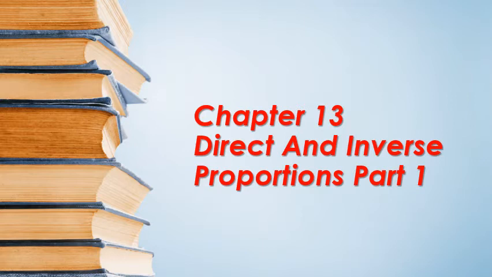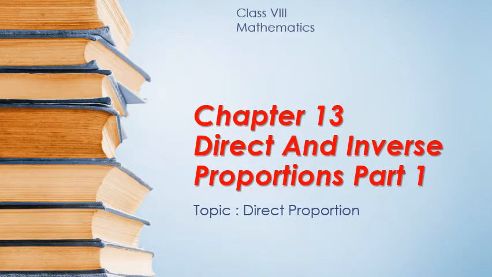Now, in the second type of variation, when one quantity increases, the other related quantity decreases, or vice versa. For example, the more the number of workers, the less the time taken to complete the job. So, variation is either direct or inverse. In today's session, let us see in detail what direct proportion is.